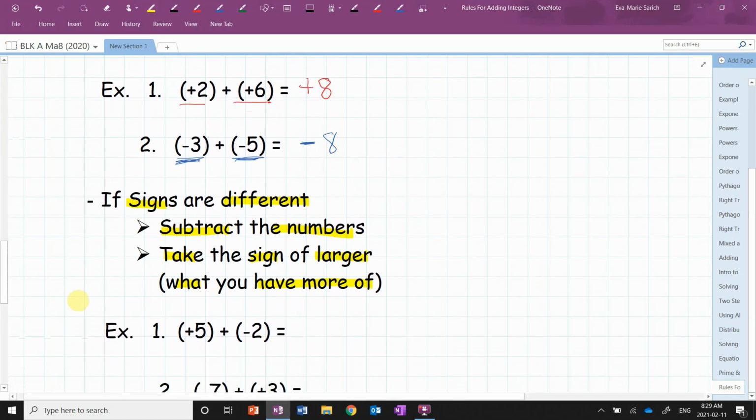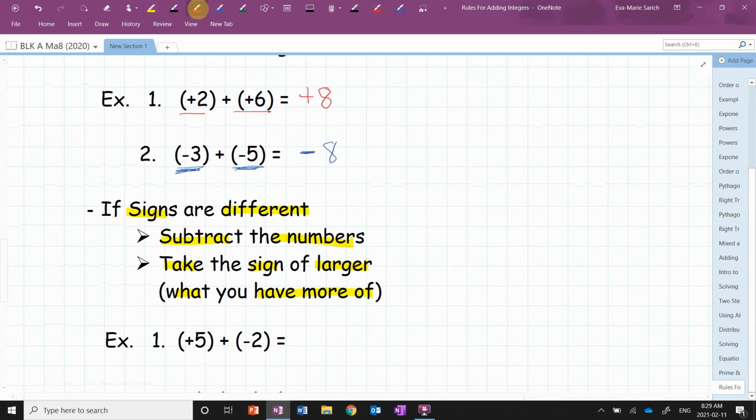Okay, let's go through a couple of examples here. So we'll start with this one. We're starting with positive 5 and negative 2. Well, what do we have more of, right? Well, we've got more positives. So that means our answer is going to be positive. So when we think about hot being added to cold, because there's more hot than cold, our answer is still going to be hot. Now, what happens when we add different signs together?